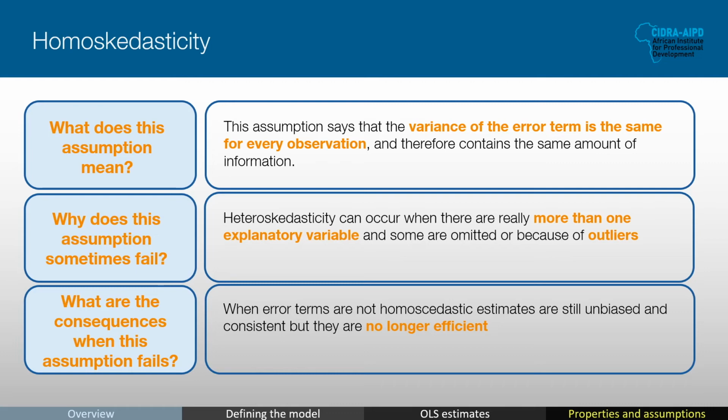But for now, it's important to remember that when there's some very extreme values, this can lead to heteroscedasticity. The consequences are that when the error terms are no longer homoscedastic, this means that there's information there that's not included in the model. The estimates are still unbiased, so on average they're still going to be equal to the population values, but they are no longer efficient, which means that we can no longer say that their variance is lower than other estimates.